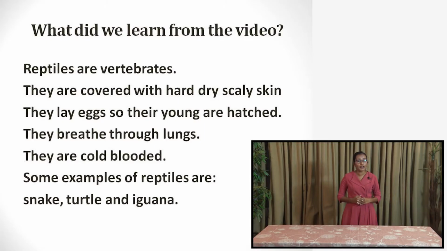Okay. From the video, we've learned that reptiles are also vertebrates. They are covered with hard, dry, scaly skin. They lay eggs, so their young ones are hatched. They breathe through lungs. They are cold-blooded. Now, cold-blooded means if the environment is cold, their body is going to be cold. If the environment is warm, their body is going to be warm. Right? Some examples of reptiles are snake, turtle, and iguana.